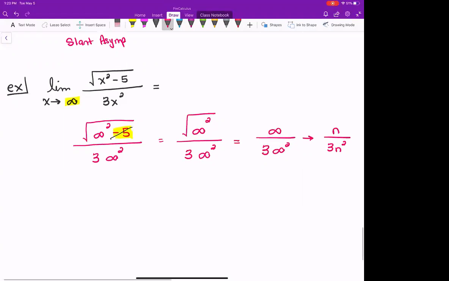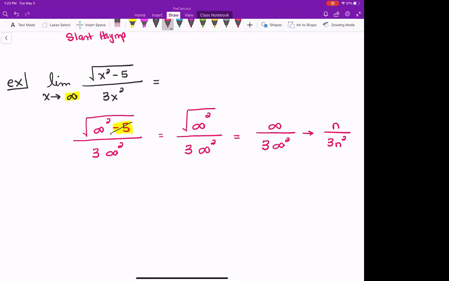So when we head to infinity, the denominator is going to be growing much, much faster than a number being squared and then square rooted. So that's why the limit is equal to 0. We can always check that on the calculator, so let's do that right quick.